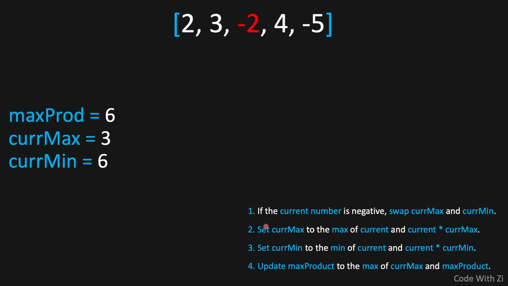And then we say set currentMax to the maximum of current and current multiplied by currentMax. Again, maximum between current, which is minus 2, or minus 2 multiplied by 3. And that's going to be minus 6. The maximum between these two is minus 2. And then we're going to pick minus 2.